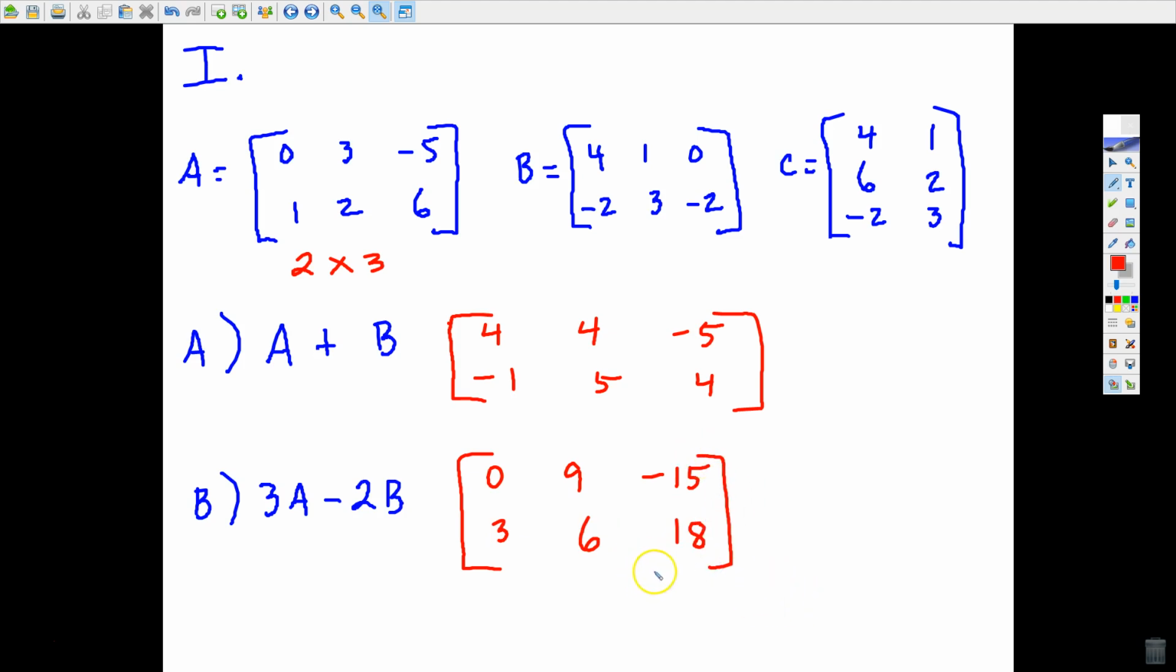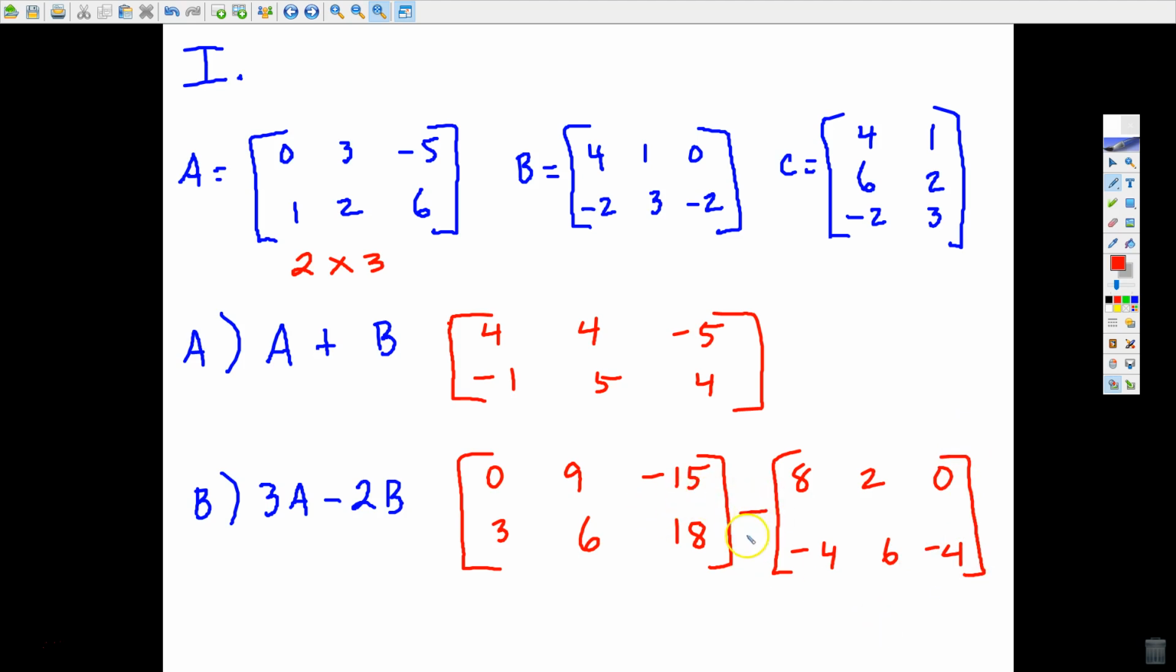That is called a scalar product. Now we'll do the same thing. I'm going to put the minus sign, and now let's do 2 times the B matrix: 2 times 4, 2 times 1, 0, negative 4, 6, negative 4.